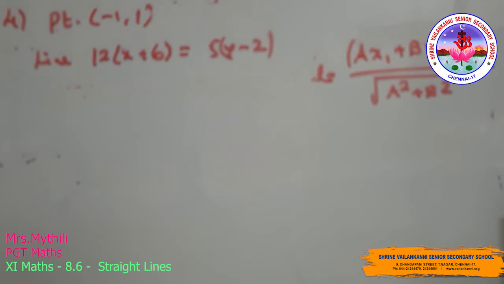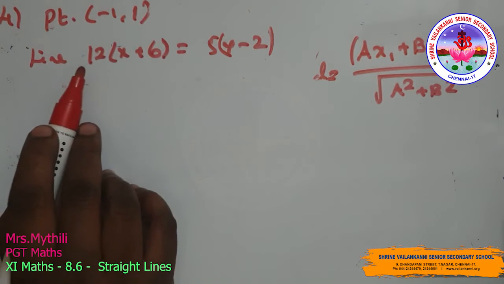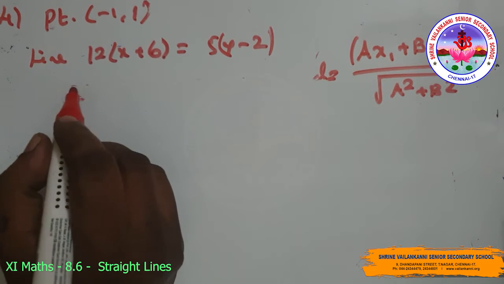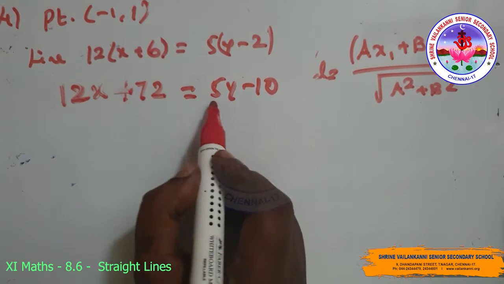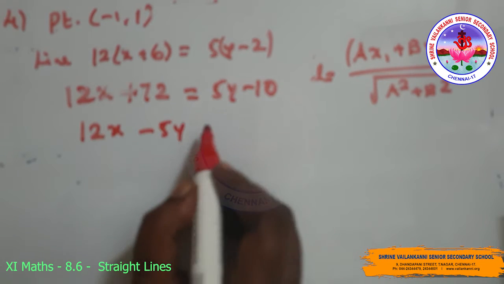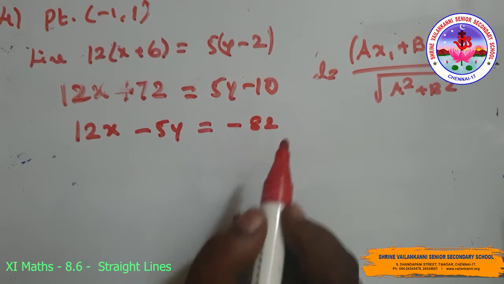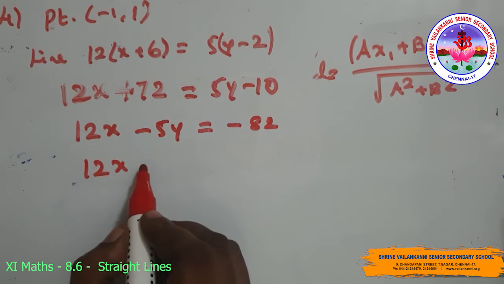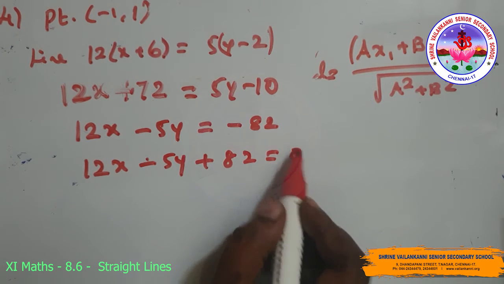Hello children, exercise 10.3, fourth question. Find the distance of the point (-1, 1) from the line 12(x + 6) = 5(y - 2). So we can write this equation as 12x + 72 = 5y - 10. So we get 12x - 5y = -82. Otherwise we can write it as 12x - 5y + 82 = 0.